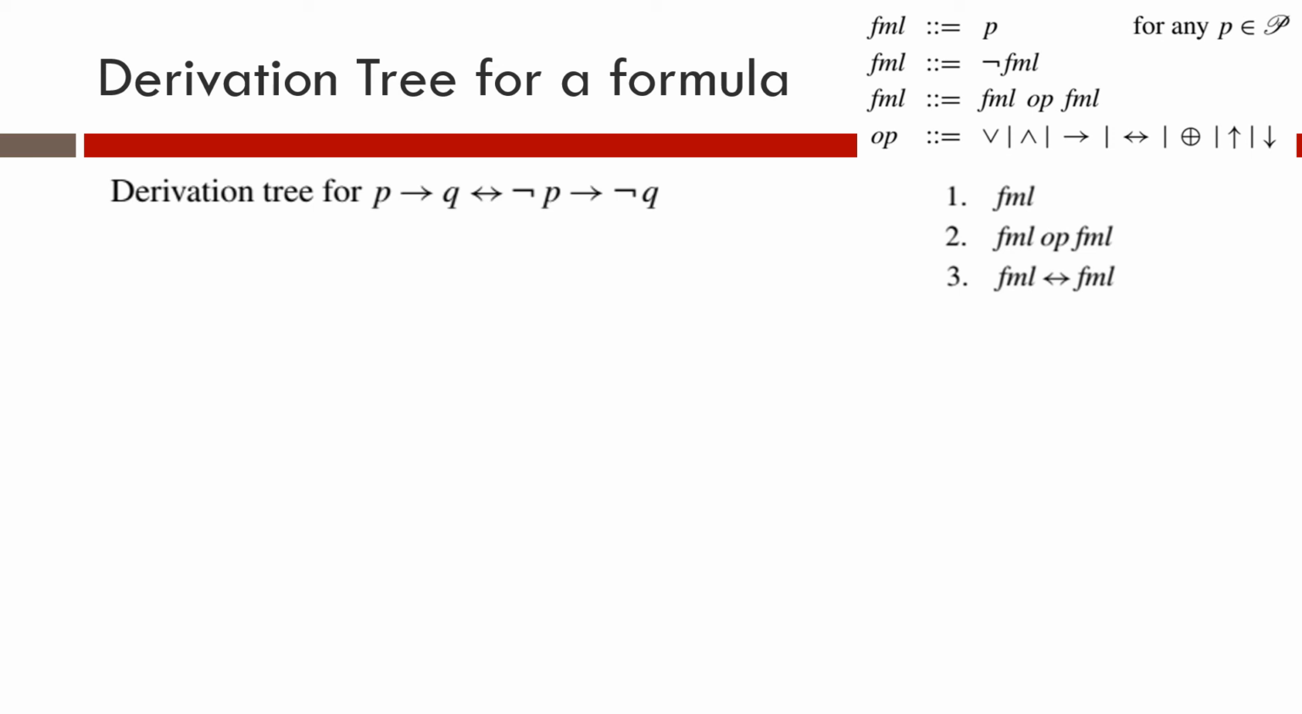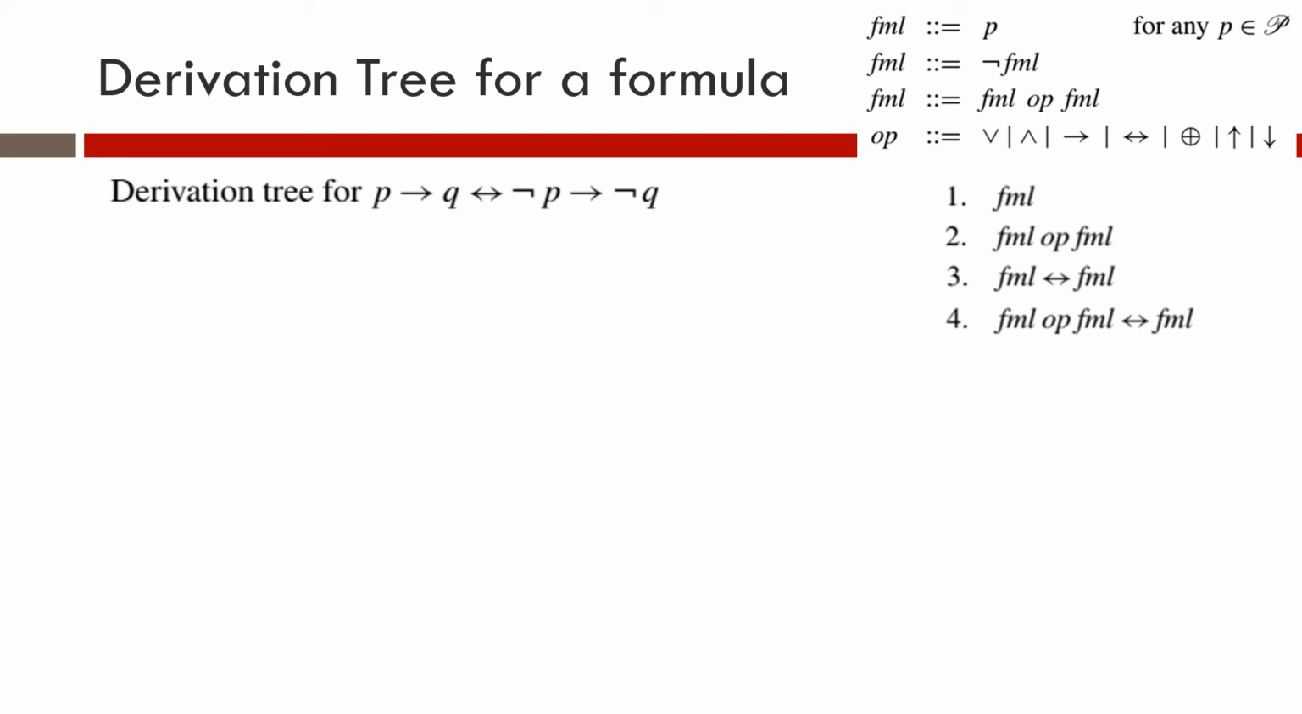Now in the next step we will try to disintegrate this formula. Okay, so the left side formula is again of the form formula op formula. Right, it is P implies Q. We have formula op formula. So the next step in the derivation will be formula op formula. So for the left side formula we have split it as formula op formula, equivalence formula.